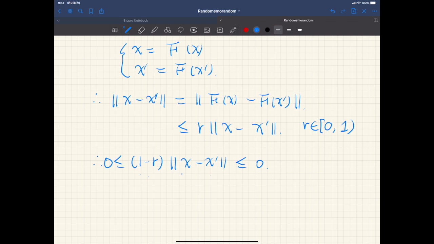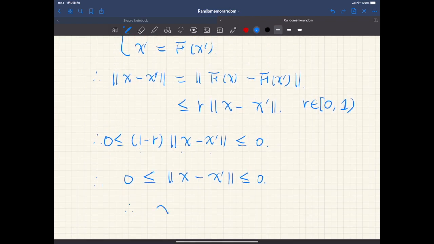So since 1 minus r is not 0 and it's positive, we can divide everything here by 1 minus r. That means 0 is less than or equal to the norm of the difference between x and x prime, which is less than or equal to 0. So this must be equal to 0, which means x is equal to x prime. So the uniqueness is proved.